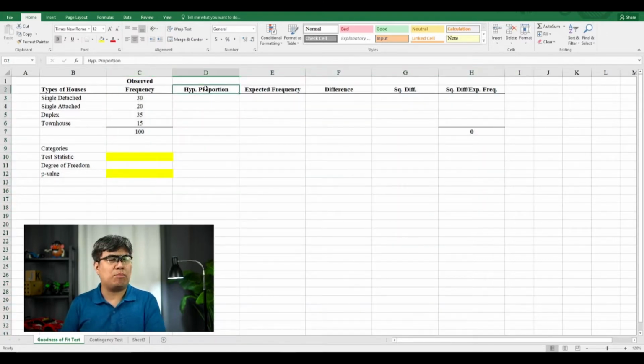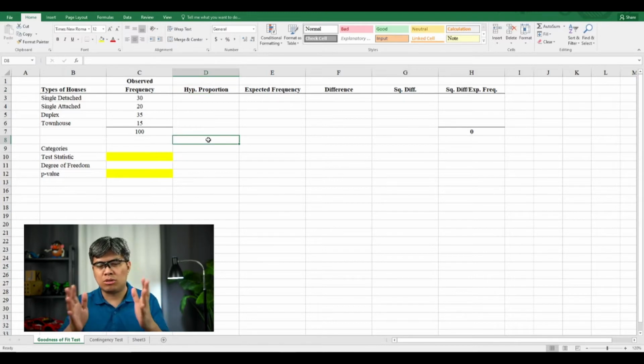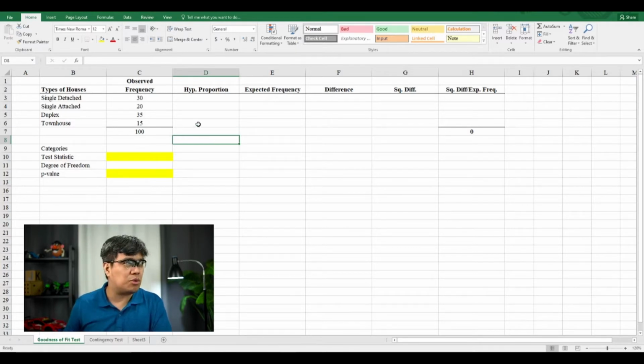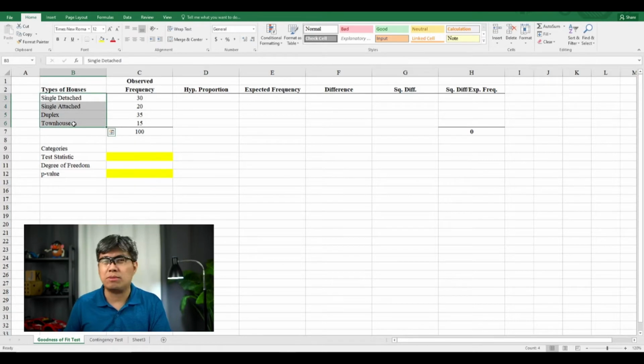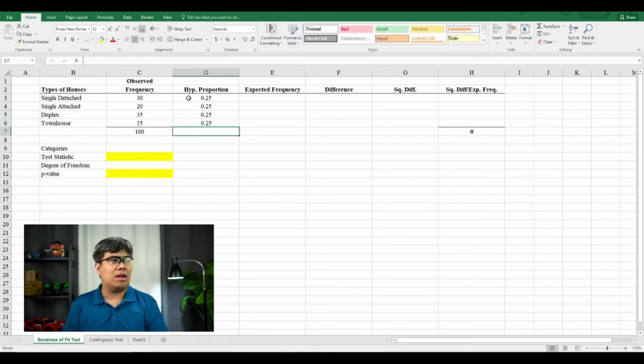For the hypothesized proportion, when you say proportion, the total should be equal to one. So depending on the number of categories that you have, you have to divide it equally. In our case, we have four categories, four types of houses, so you divide one by four. If you distribute it equally, that should be 0.25, 0.25, 0.25, and 0.25. We'll fill in the rest in a bit.